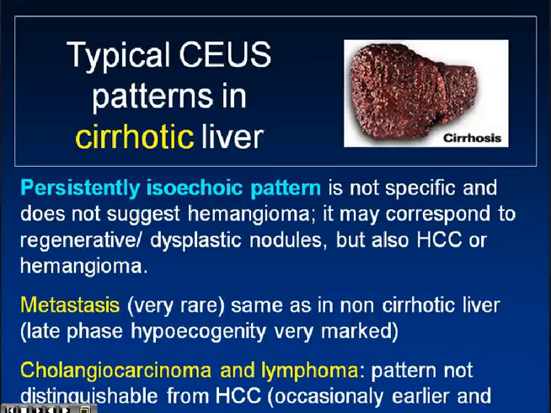And finally, we should know that cholangiocarcinoma and lymphoma might occur in 2–3% of the cases. And from the CEUS point of view, they are not distinguishable from HCC. A key feature which might suggest that this is not hepatocellular cancer is a discrepancy between the appearance at MRI and at CEUS, as I've discussed before.